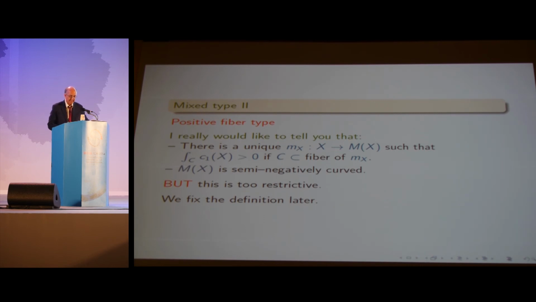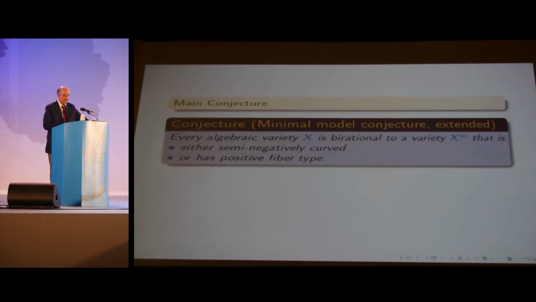But there's a serious technical issue there. We will fix this definition later if I have time. So now let's move ahead, assuming that this is the positive fiber type. So the main conjecture is that if we have any algebraic variety X, that is birational to a variety Xn that is either semi-negatively curved or has positive fiber type.